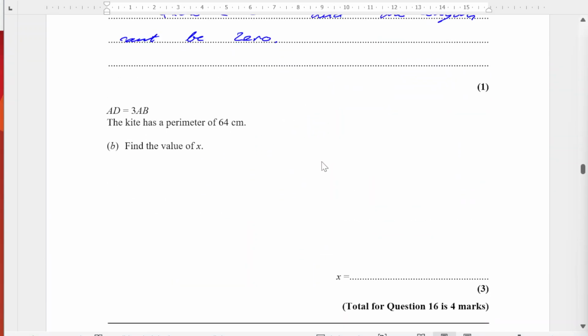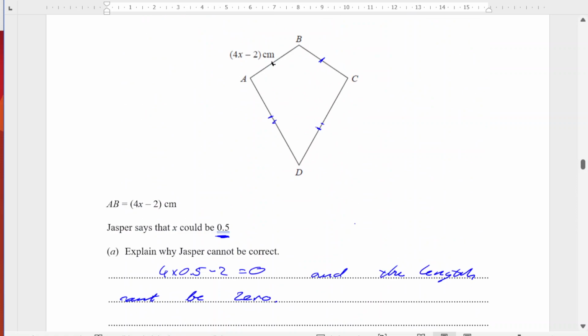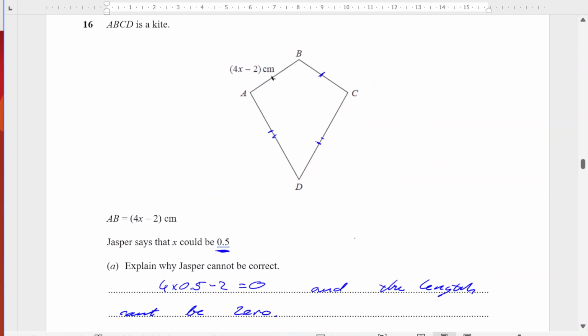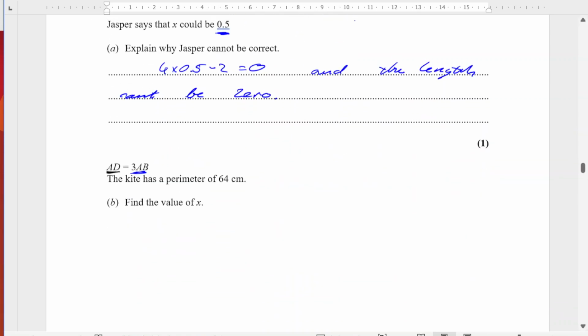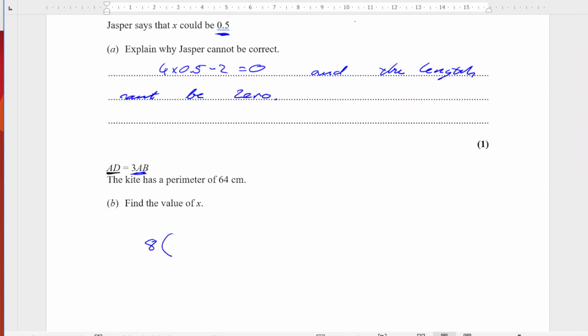And part B, the kite has a perimeter of 64. Find the value of x. And AD is 3 lots of AB. So if I just call them y's for now, just to show you the short version. So all the way around the outside is going to be 6, 7, 8 lots of y. So really, I'm saying that 8 lots of 2x minus 2 is equal to 64.